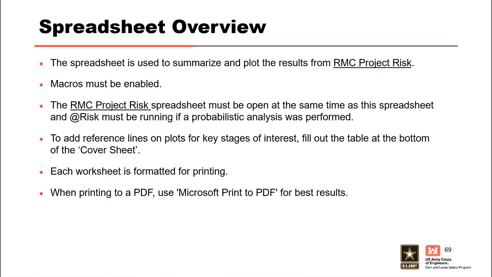To use the spreadsheet, macros must be enabled. The RMC project risk spreadsheet must be open at the same time as this spreadsheet, and @Risk must be running if a probabilistic analysis was performed. To add reference lines on plots for key stages of interest, fill out the table at the bottom of the cover sheet tab. Each worksheet is formatted for printing. When printing to a PDF, use Microsoft Print to PDF for best results.